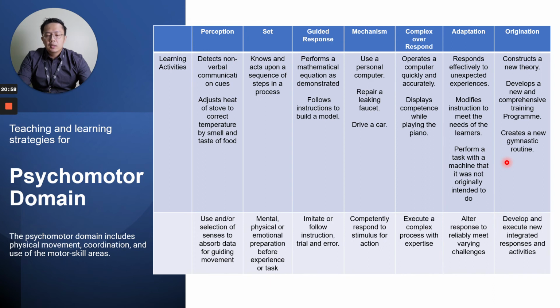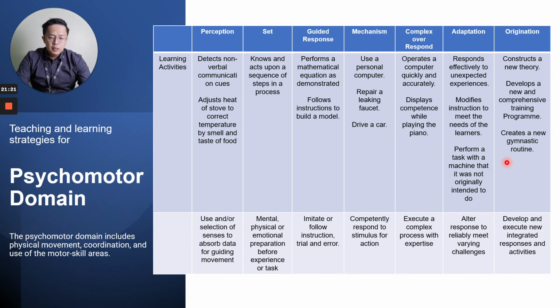Then lastly, origination: whether the students are able to come up with a new theory and develop a new comprehensive training program or not after they have achieved all the levels. Yeah, so basically you can see that for psychomotor, it could be one activity, but again, it depends on the level that you want to test, and then you increase the complexity of the task itself.